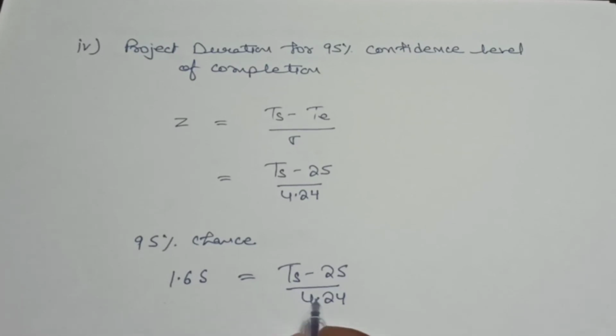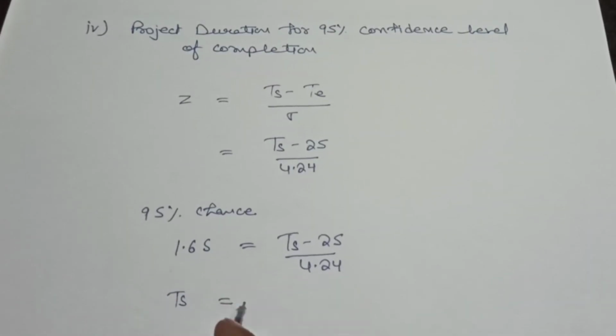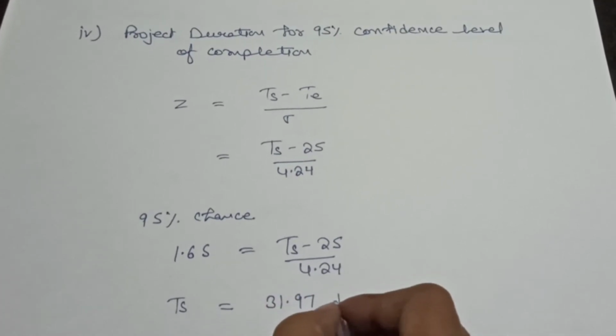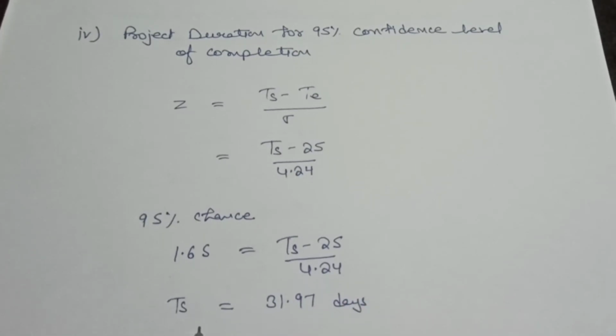So we can calculate this. After calculating this, scheduled time is equal to 1.65 into 4.24 plus 25. So we have TS equal to 31.97 days. So the project duration for 95% confidence level of completion is 31.97 days. So student, our sum completes here.